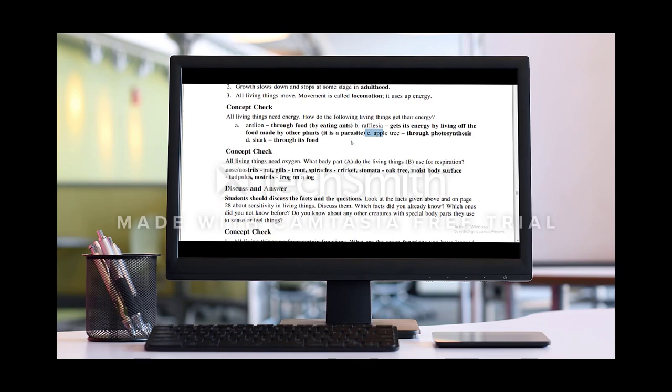So actually this was in the shape of column A and B. A, the living thing. B, used for respiration. So in column A, you will write rat, and in column B you will write nostrils. Then trout: in column B you will write gills, and in column A you will write trout.